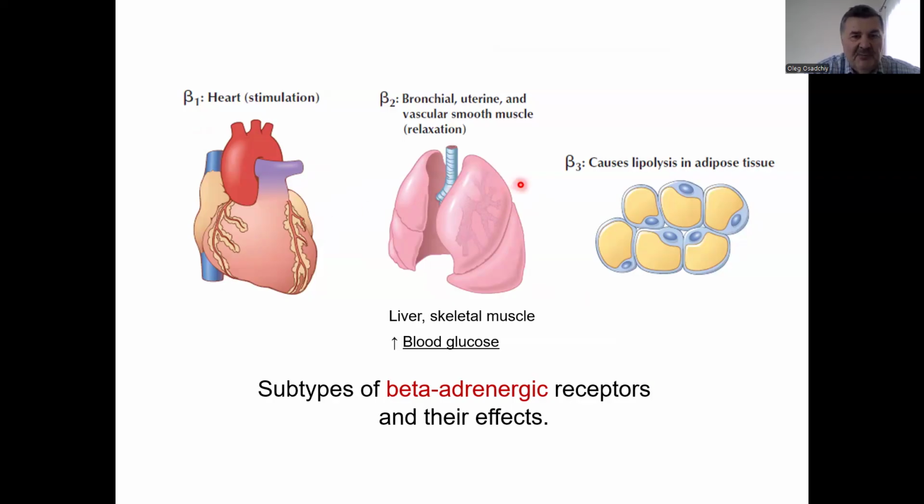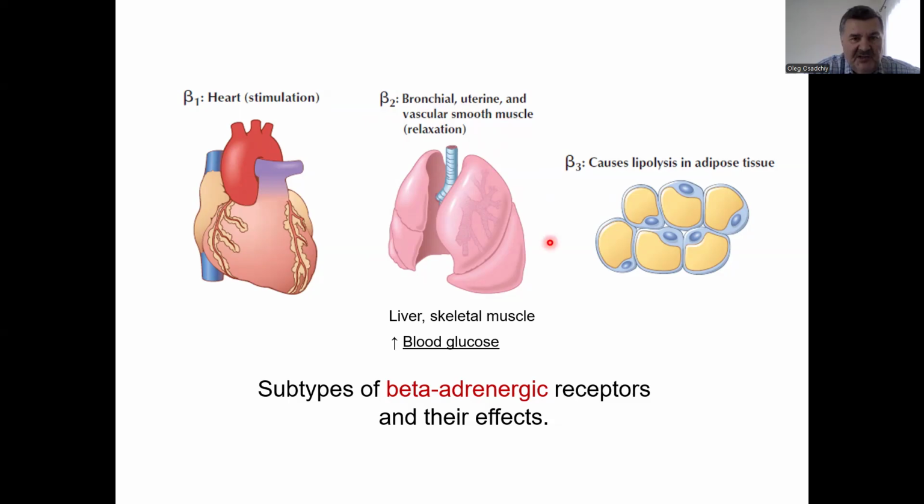Beta 2 receptors are present in a few important locations. First, they are found in the smooth muscle, which could be bronchial smooth muscle or uterine smooth muscle or vascular smooth muscle. And the activation of beta 2 adrenergic receptor is inducing relaxation of the smooth muscle, which translates to bronchodilation, inhibition of the uterine contractions during parturition, and vasodilation.